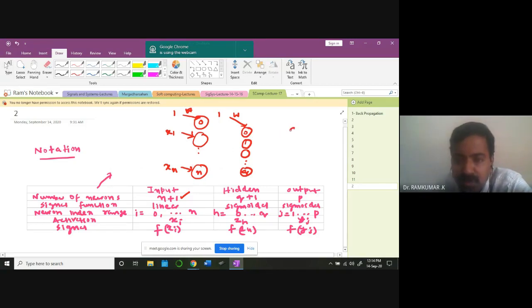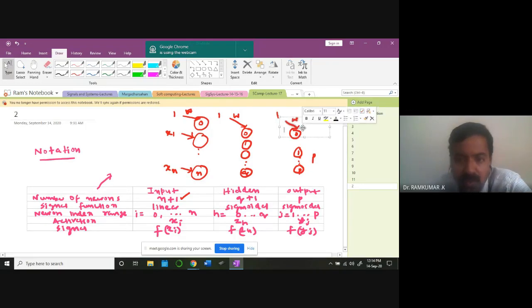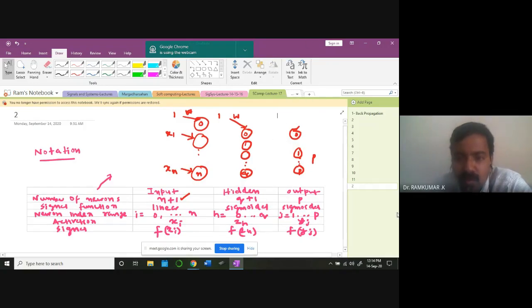So you have to understand this notation very clearly. This is starting from the bias. There is a weight, 0, 1, going up to P. There are P neurons, and that is the output. The bias is connected to all the neurons, but there are only P output neurons. Keep that in mind: there will be only P neurons.